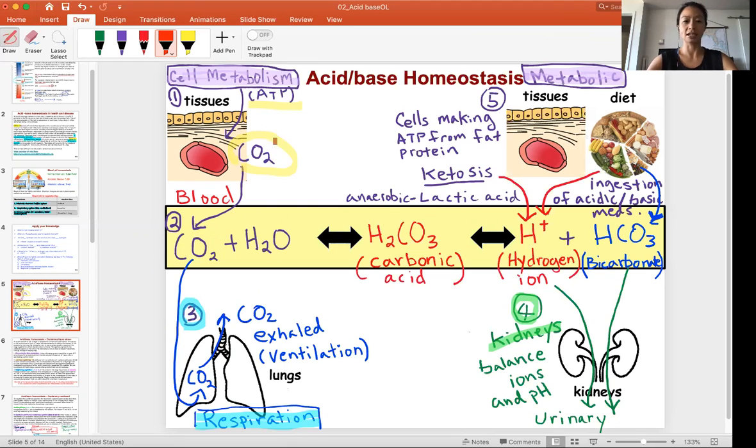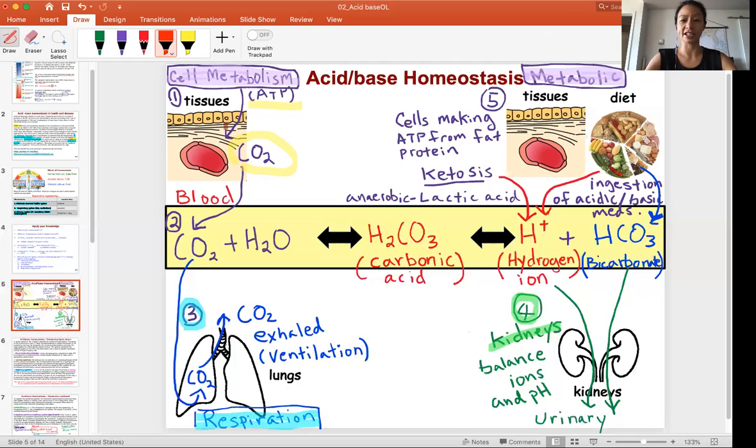So if the rate of CO2 production is in line with the rate of CO2 exhalation or ventilation, then in the net, you have not gained an excess of hydrogen ion or bicarbonate ion. So you're just going back and forth in equilibrium. Nothing excess is accumulating. Okay, so that balances the pH.